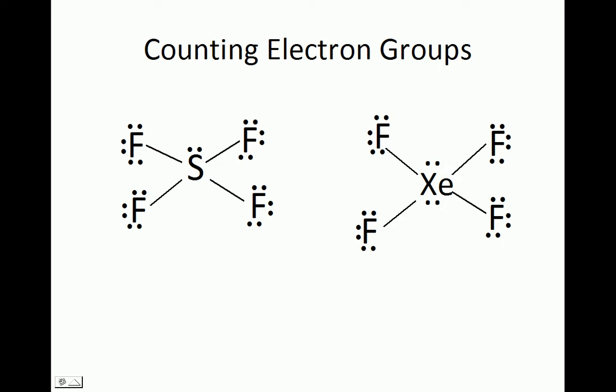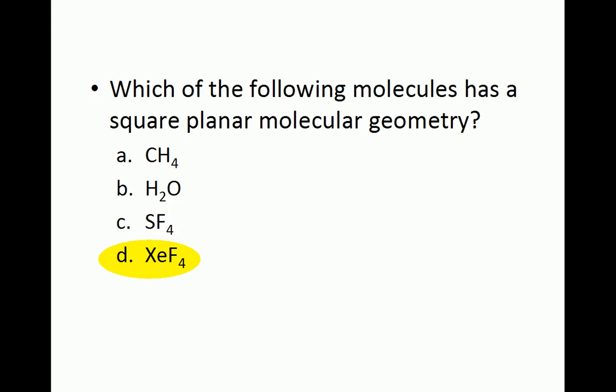Now we count electron groups around both center atoms to determine which will have a square planar geometry. We see that xenon is the central atom with 6 electron groups, 4 atoms, and 2 lone pairs. Therefore, the correct answer is D.